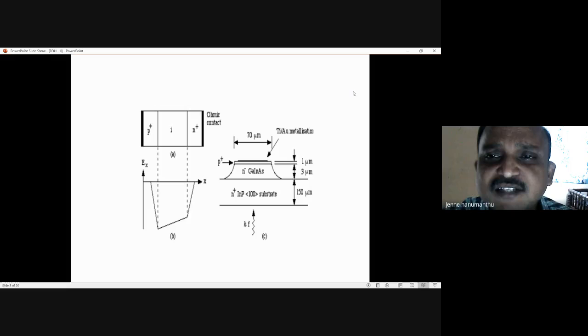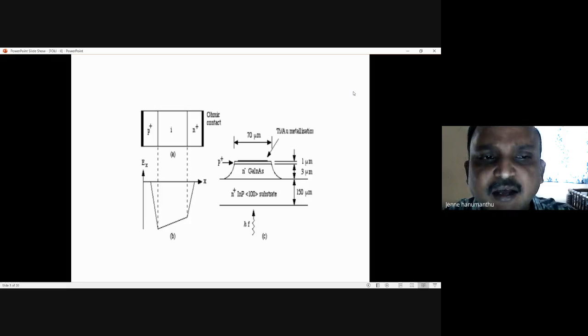the battery negative side. So what happens? It widens the intrinsic region. This potential barrier is extended. Yes or no? The potential barrier is extended. Fine.